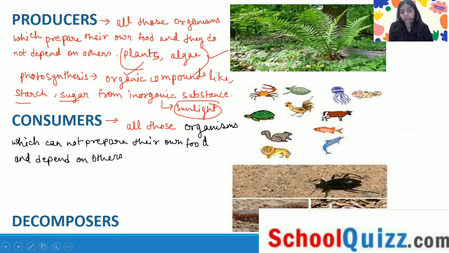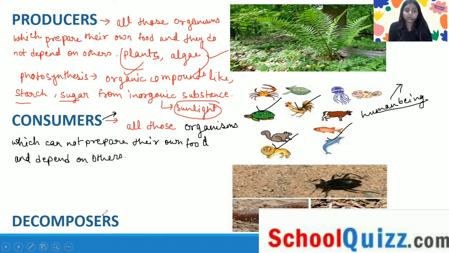We can take examples like hen, tortoise, fish, lion, human being. These are the examples. They can be vegetarian or non-vegetarian, and they are also called herbivores or carnivores. We will see in our next class what herbivores and carnivores are. So consumers have different types of categories, and we will see them in the next class.